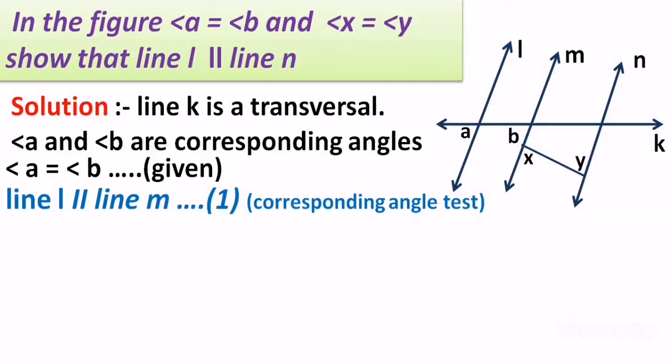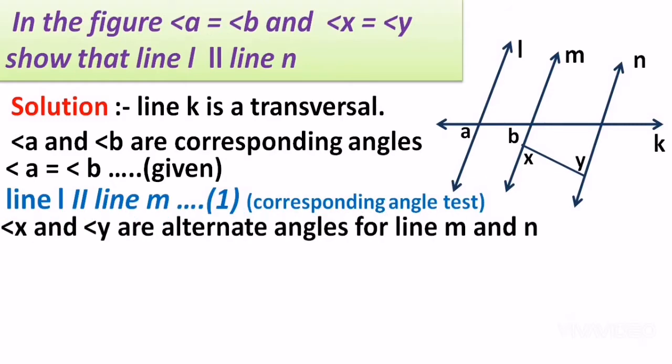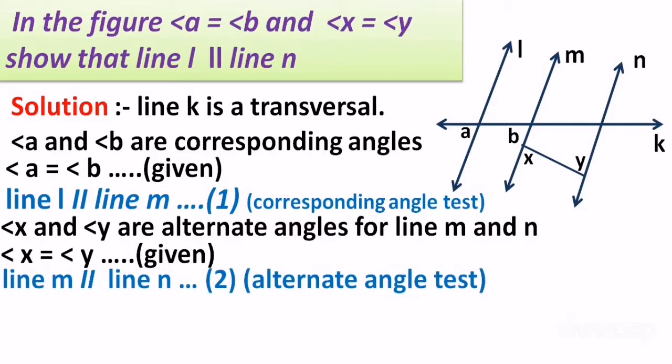Now if you observe lines M and N, you will come to know that angles X and Y are nothing but alternate angles for them, and they are given equal. So we can also write line M is parallel to line N.